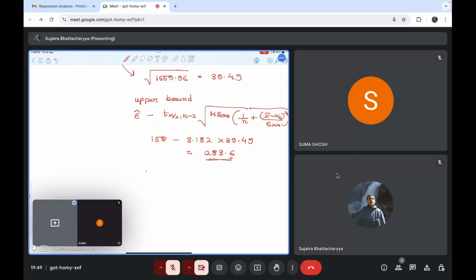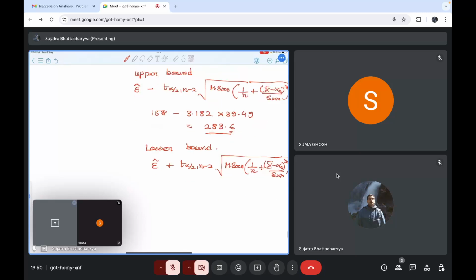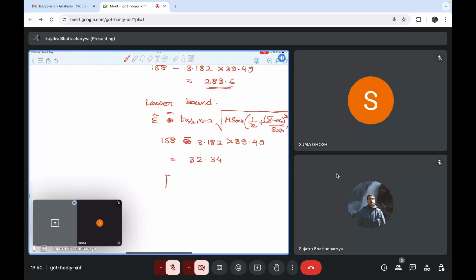Now, lower bound we have to calculate for the confidence interval. So the lower bound comes out to be E hat plus t alpha by 2, n minus 2, times the root of MS residual times 1 upon n plus x bar minus x naught whole square divided by Sxx. That's all. So again, we have 158 plus 3.182 into 39.49. So you can see because of the symmetric distribution, the same thing is being subtracted and added. So that comes out to be 32.34. So finally, the 95% confidence interval, 5% significance, is 32.34, comma 283.6.